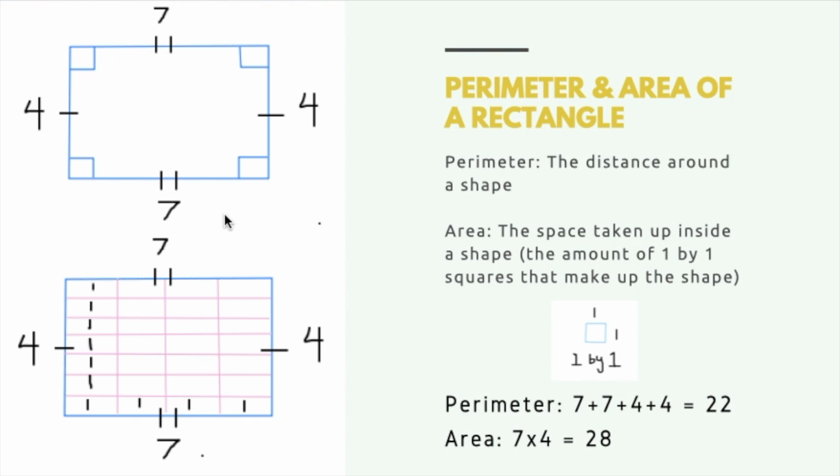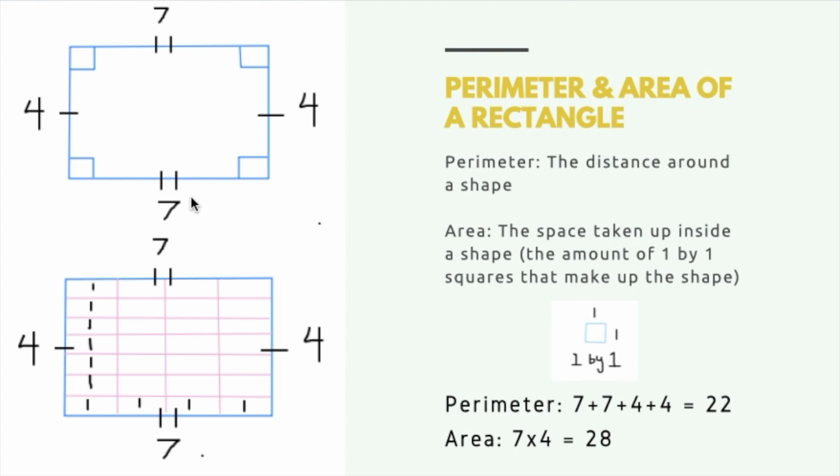Perimeter is the distance around a shape, and area is the amount of space taken up inside of a shape. Or to better understand this, let me refer to 1x1 squares. When a problem asks for area, it's generally asking how many of these 1x1 squares can fit into the shape. Now that we've learned what these terms mean, let's apply them.